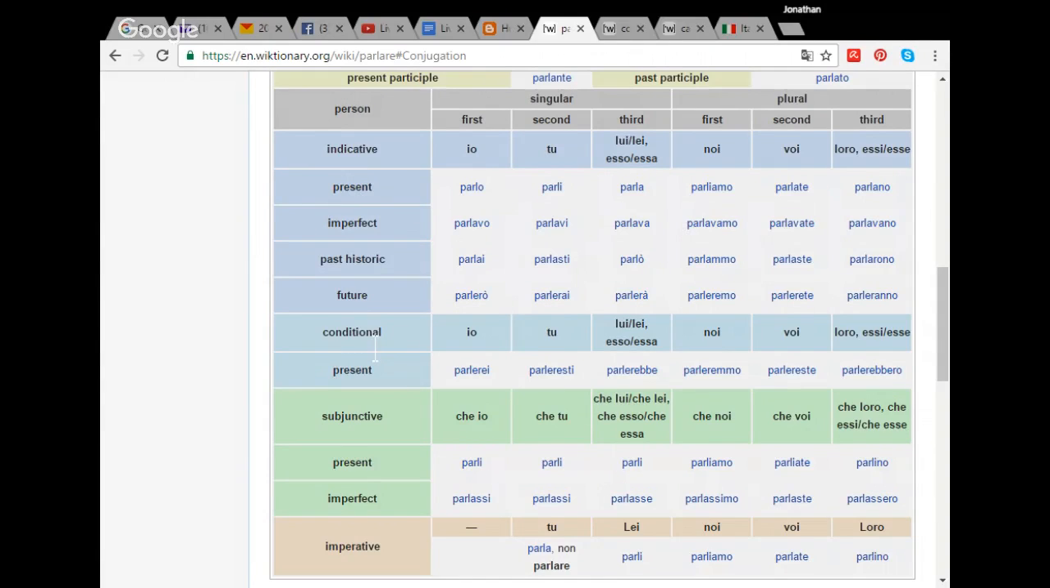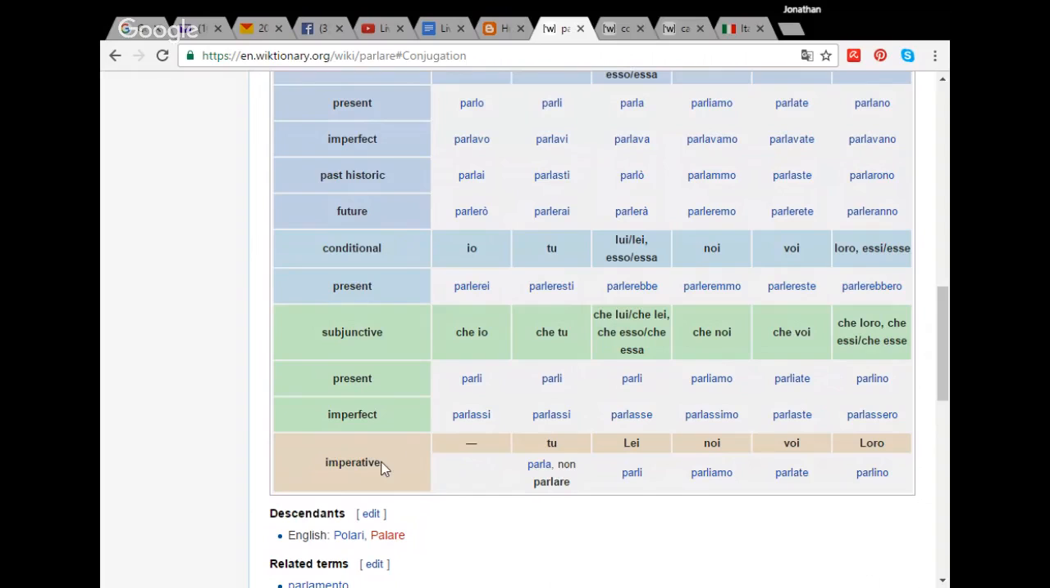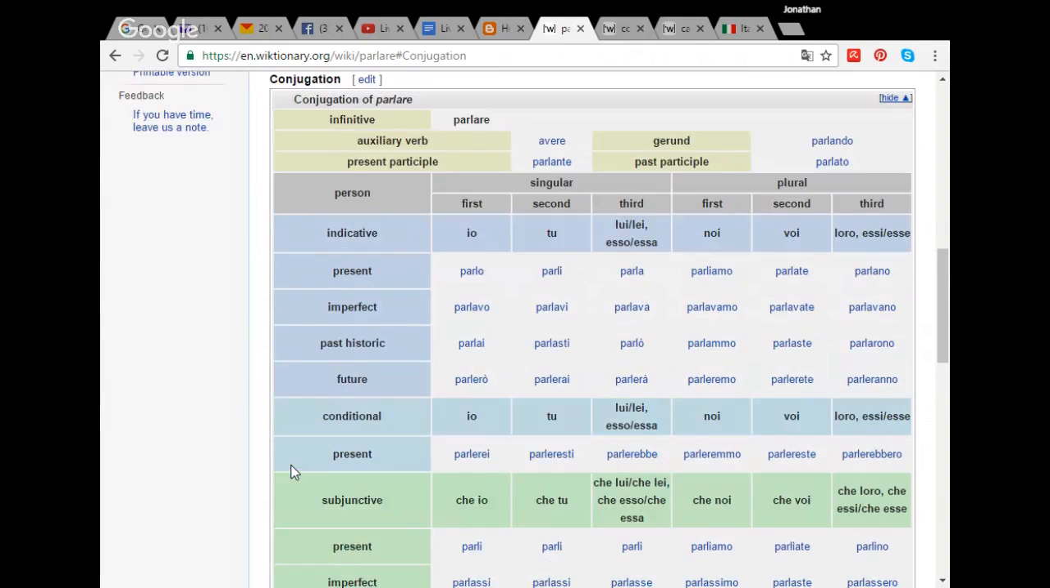We have a conditional, like if, and we have a subjunctive, which is usually when you want to say like, I want you to do something, or I would like you to do something. So like, I want that you speak, literally, but like I want you to speak. You would have these subjunctive forms in the present and in the imperfect for this past. We also have these imperatives, like telling somebody speak or don't speak. So we have those forms as well. So Italian has these forms in there.